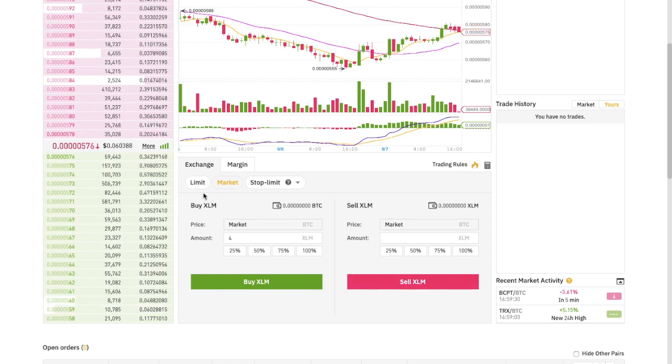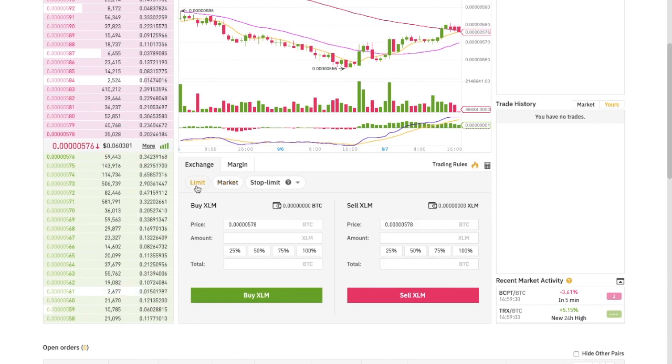So what I'm going to do is take you through limit. What limit does is it allows you to define the price you either want to buy at or sell at. So you have the price in Bitcoin here. What you can do is actually edit this. So you may want to say, well, I don't want to buy this at the market price. I want to buy that slightly below.